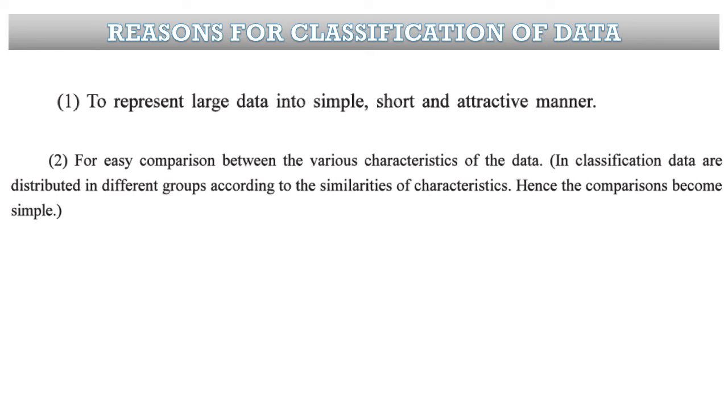For easy comparison between various characteristics of the data, that is, different characteristics of the data are there for which we need to compare them. When we classify the data according to groups or traits or characteristics or categories, we can make a comparison between them. For example, 200 coins of 1 rupee, 200 coins of 2 rupee, 300 coins of 5 rupees. So we can compare them, how many coins are more in the 5 rupee section and how many coins are less in the 1 rupee section. We can compare them properly.